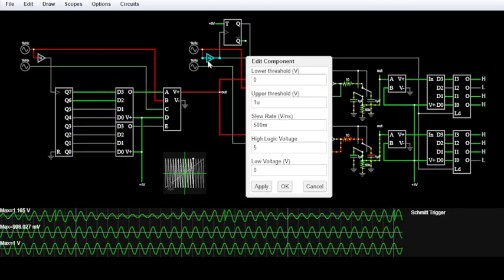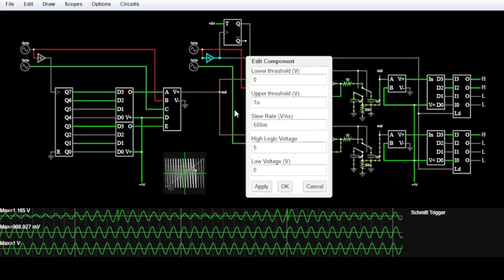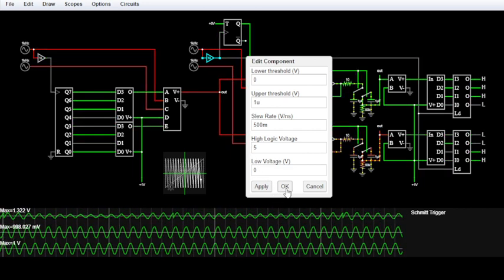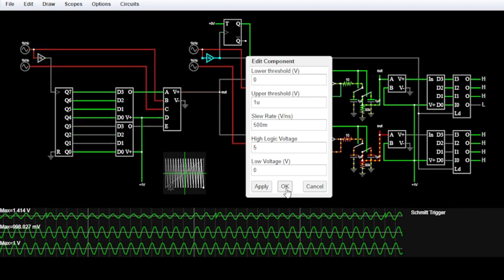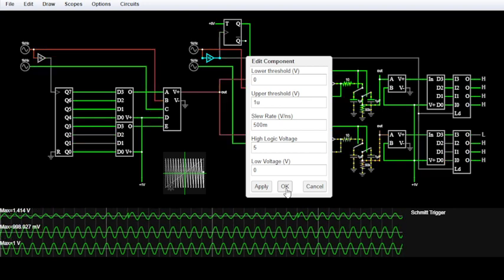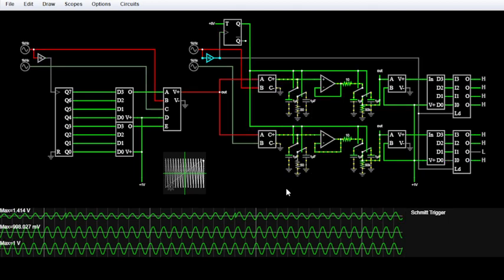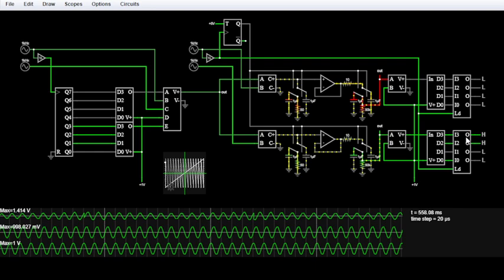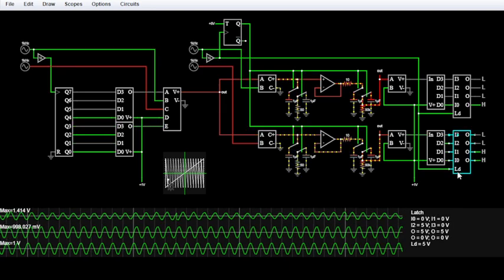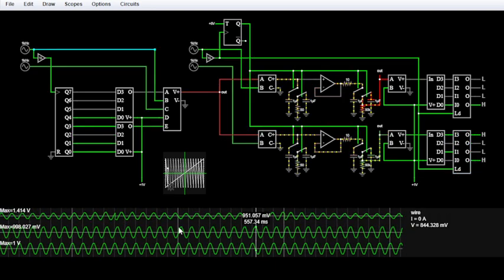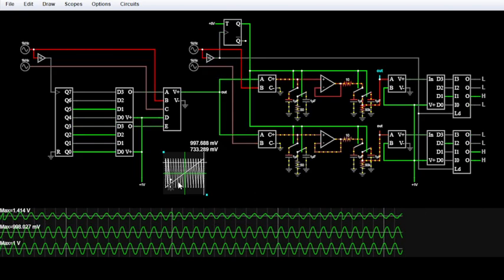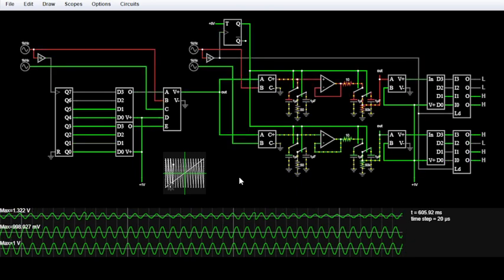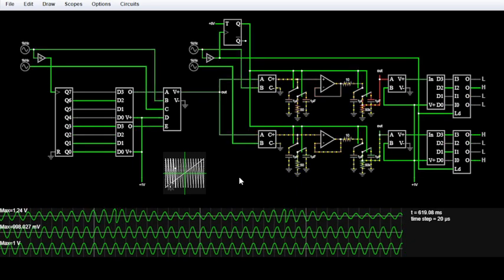You can see here we are using threshold voltages with a slew rate of 500 millivolts per ns with a high logic voltage of 5. This is going directly into the LD, and you can also check out the waveforms here. Here we have the graph showing the waveforms. That's how it's working.